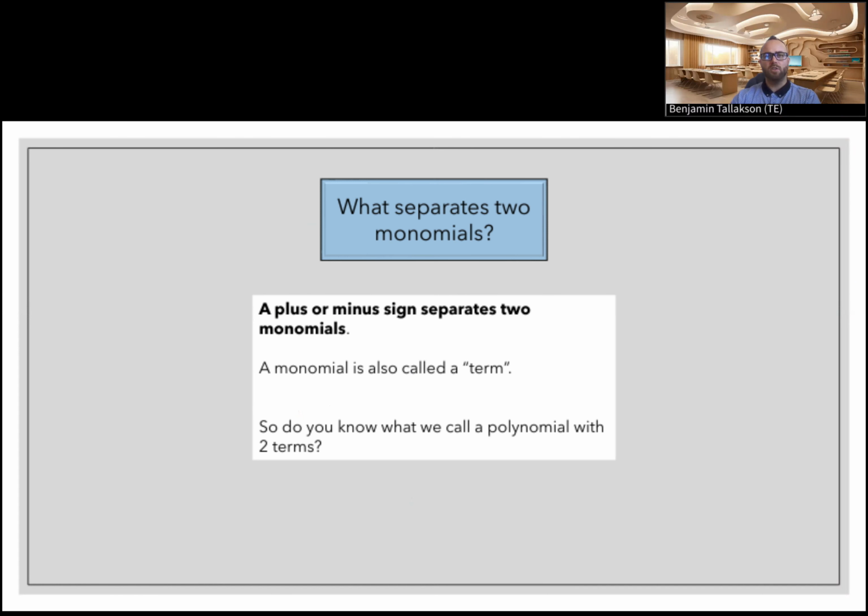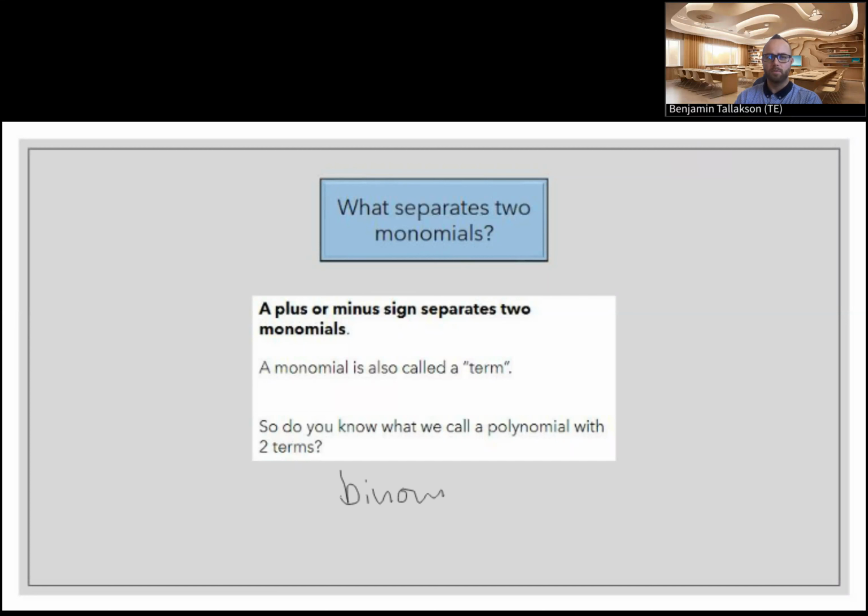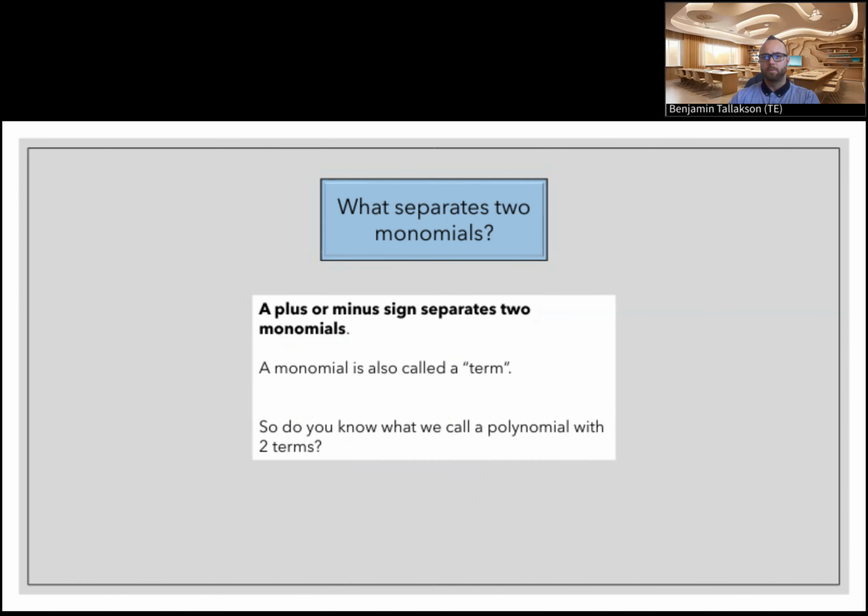Now let's talk just for a moment a little more about monomials. We talked about how a plus or a minus sign separates monomials or terms. And do you know what we call a polynomial with 2 terms? Well, that's called a binomial. So mono is 1, binomial is 2.